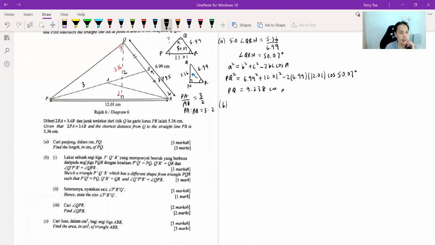Okay, I've done part A. I got the length of PQ. Next, I want to sketch the triangle. Now here they say you're supposed to sketch triangle P'Q'R', which has a different shape from this triangle, such that P'Q' is the same as PQ. That means you're maintaining this length. Q'R' is the same, and angle QPR is the same.